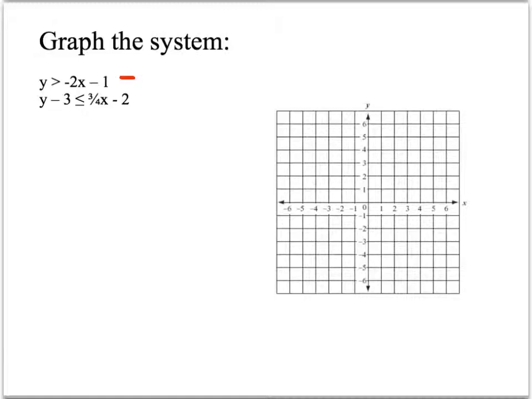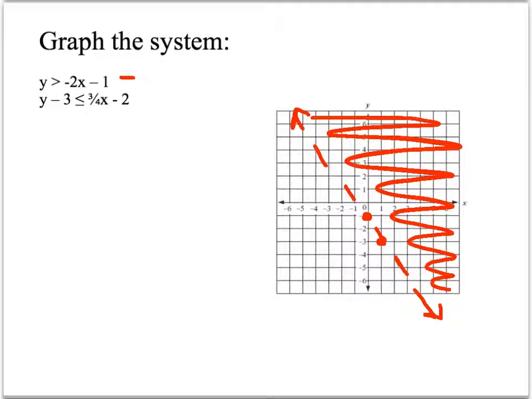My first line I will graph in red. y is greater than negative 2x minus 1. That's going to be dotted. y is greater than negative 2x minus 1, so greater than is going to be the top portion of the graph.